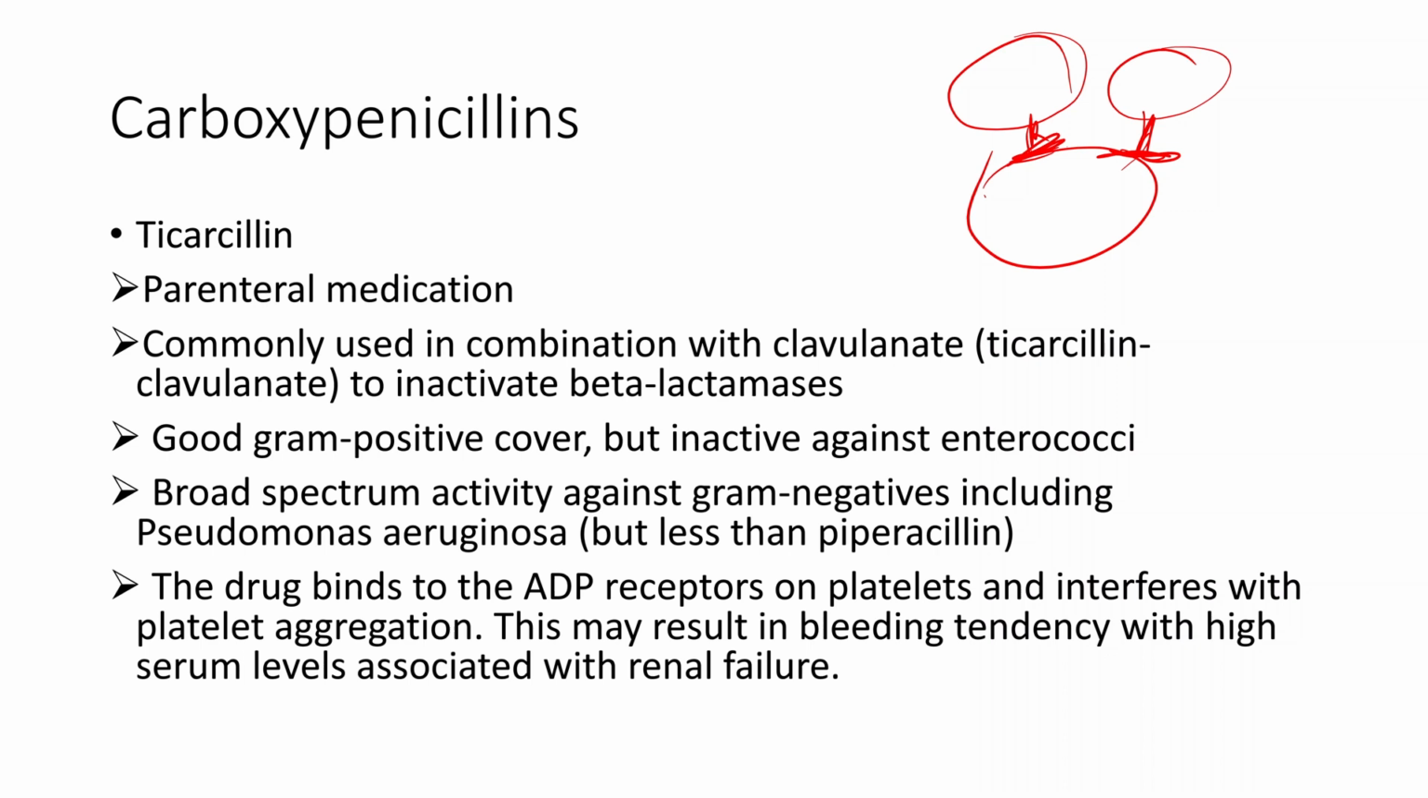This especially occurs when the ticarcillin level is high, such as in a patient with renal failure. If you give ticarcillin to a patient with renal failure, there is less excretion, so it can be toxic. It can bind to ADP receptors and prevent platelet aggregation. The balance of preventing bleeding is lost.